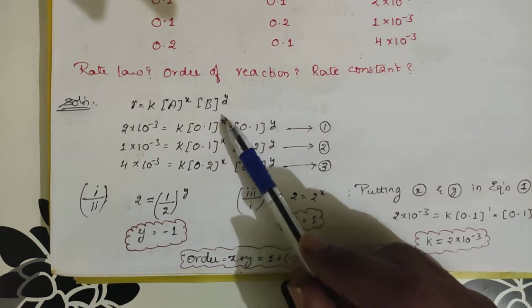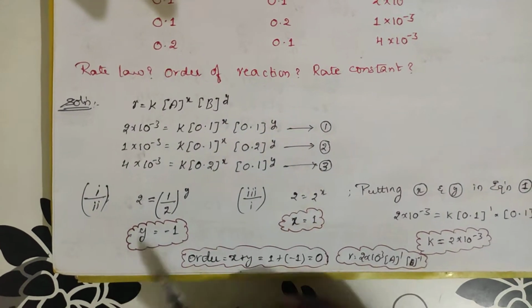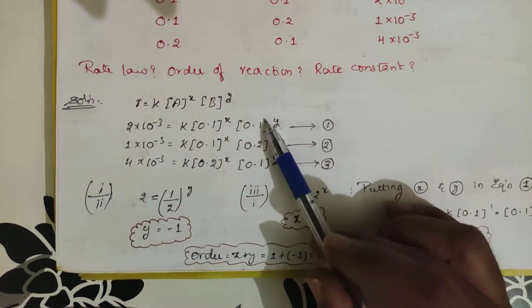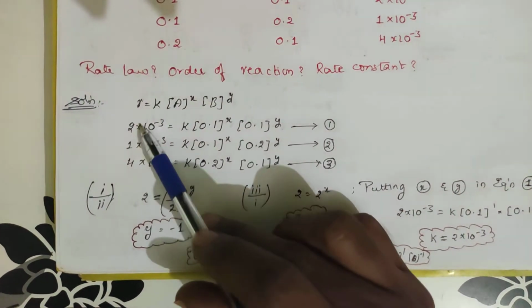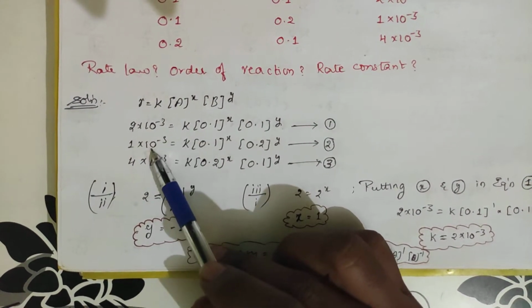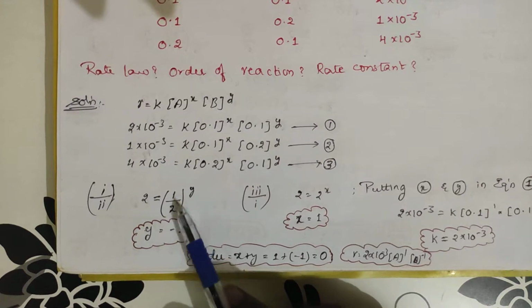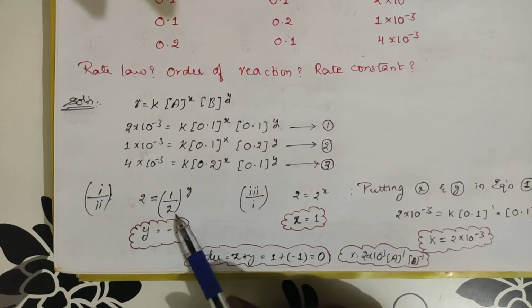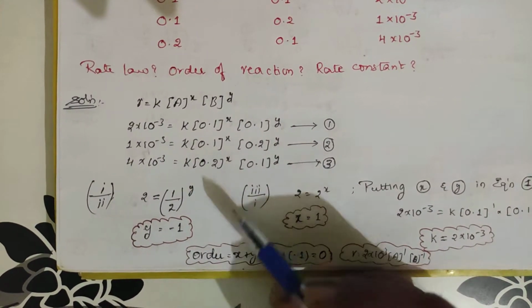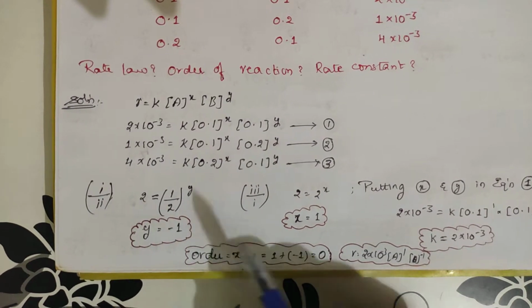So which is common here? A will be cancelled. So that 0.1 by 0.2, you will be getting 1 by 2 whole power Y. This one 2 by 1, 10 power minus 3, 10 power minus 3 will be cancelled. So you will be getting 2. So 1 by 2 whole power Y will be equal to 2 if you get this one top. So you will be getting 2 power minus 1. So Y will be equal to minus 1.